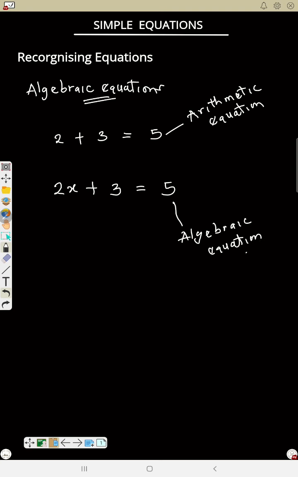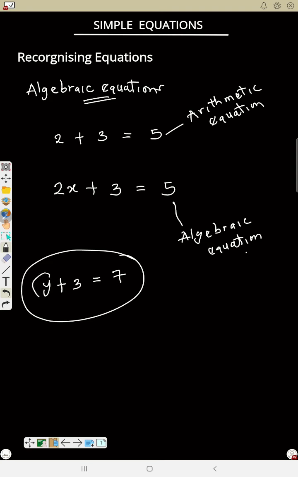Now, give another algebraic equation. Before you give algebraic, you must include alphabet. Any alphabet is not necessary to be X. Now, I can say another algebraic equation is y plus 3 is equals to 7. So this is also algebraic equation. How is it algebraic? Because I'm using letters instead of number.